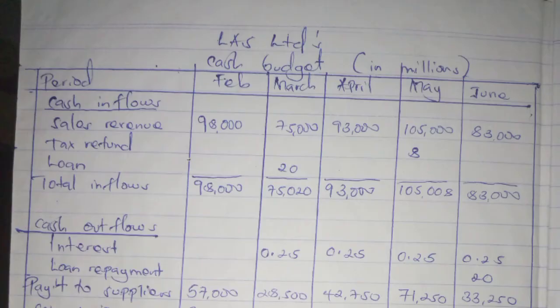Payment to suppliers, we shall get it from the purchases schedule. We shall record the figures the way they were in the purchases schedule. For Feb, it was 57,000. For March, it was 28,500. For April, it was 42,750. For May, it was 71,250. And for June, it was 33,250.